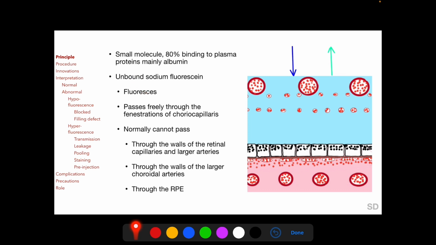Unbound sodium fluorescein can pass freely through the fenestrations of the choriocapillaris, but normally unbound sodium fluorescein cannot pass through the walls of the retinal capillaries and the larger retinal arteries, the walls of the larger choroidal arteries, and the retinal pigment epithelium, because of the existence of tight junctions in each of these locations.